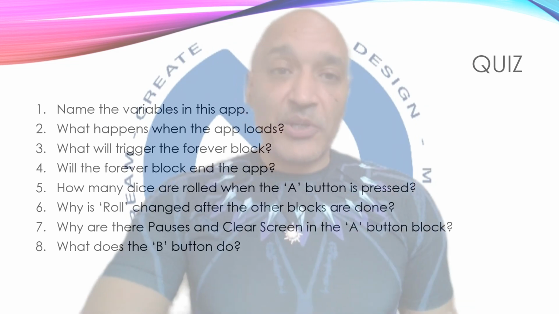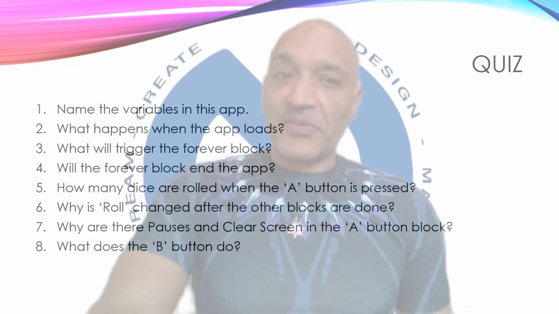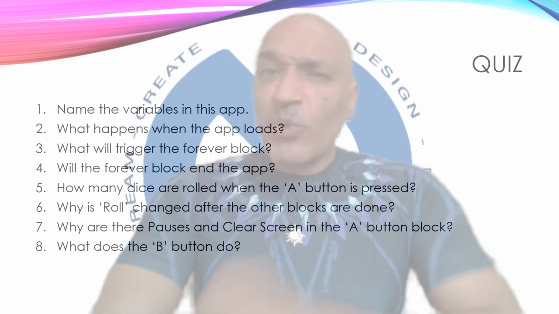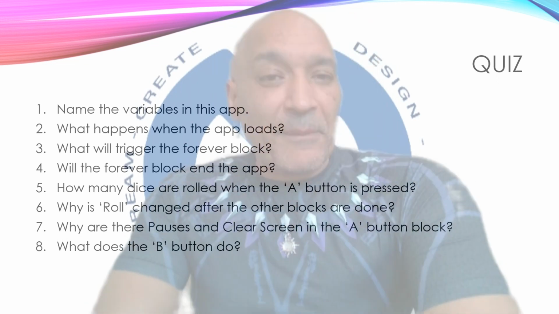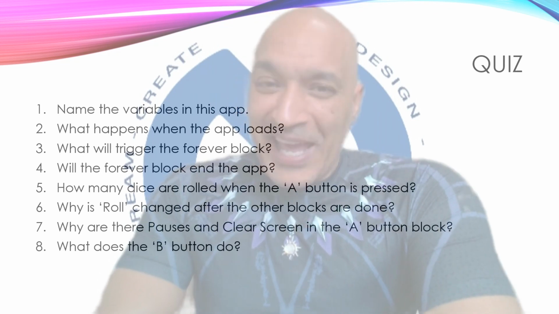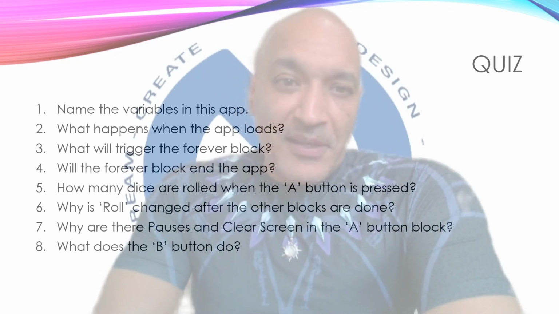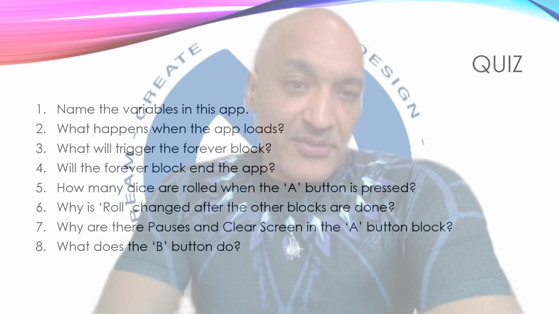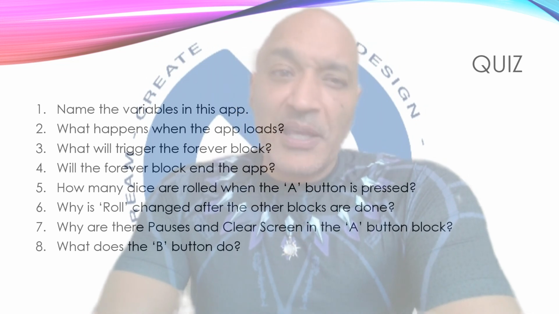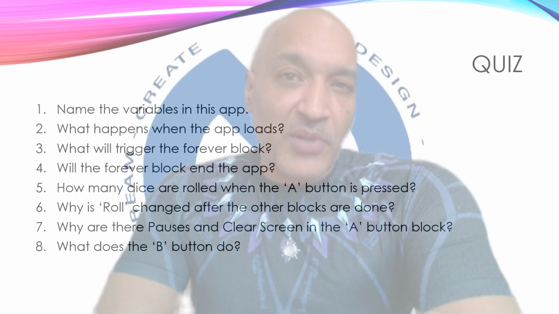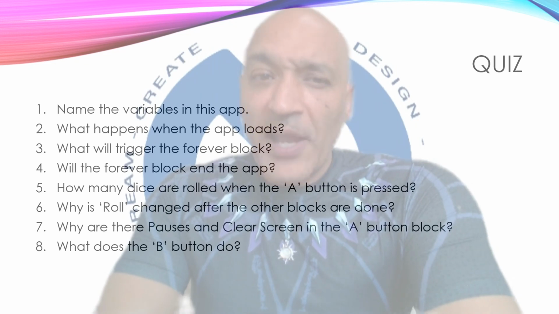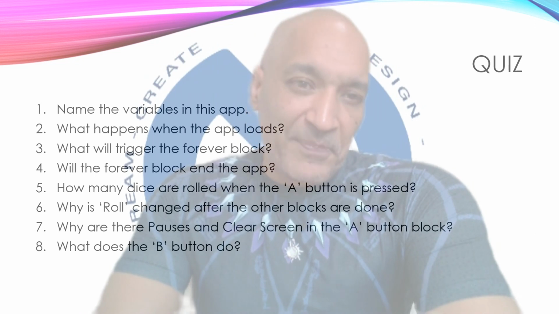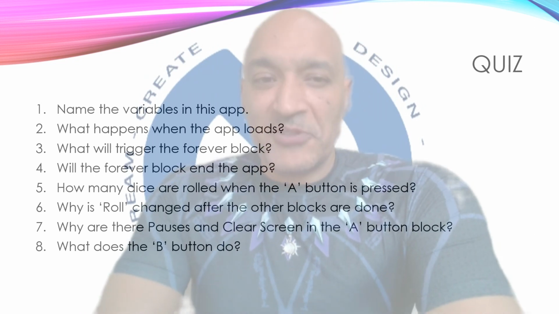Check out the quiz questions. Name the variables in this app. What happens when the app loads? What will trigger the forever block? Will the forever block end the app? How many dice are rolled when the A button is pressed? Why is roll changed after the other blocks are done? Why are there pauses and clear screen in the A button block? And what does the B button do?